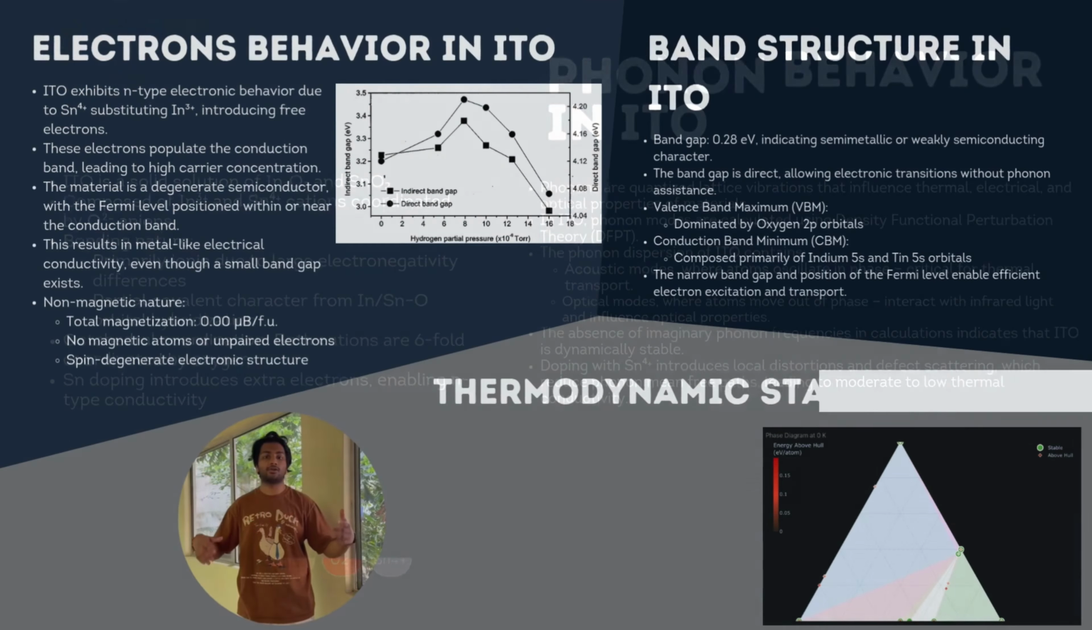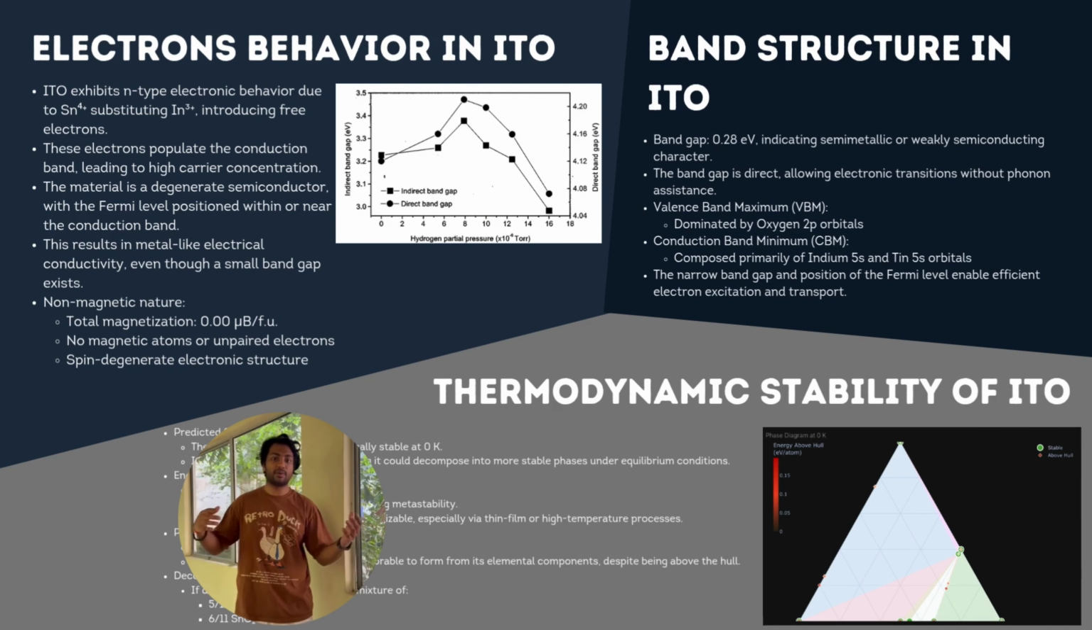Let's now look at how electrons behave in In₂O₃ and how its band structure supports this. Due to the extra electrons from tin ion substitution, In₂O₃ exhibits n-type conductivity. These electrons occupy the conduction band, making In₂O₃ a degenerate semiconductor. Its Fermi level lies within or close to the conduction band. The band gap, calculated to be 0.28 eV, is direct in nature. While small, it still defines this material's semiconducting behavior.